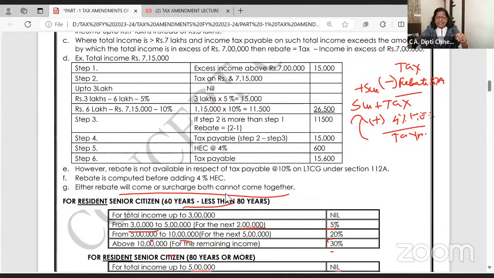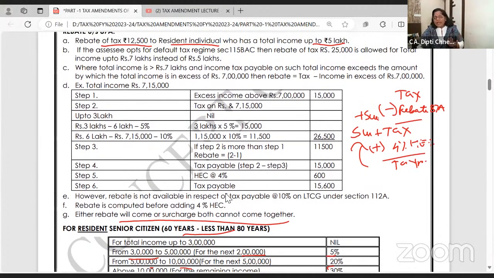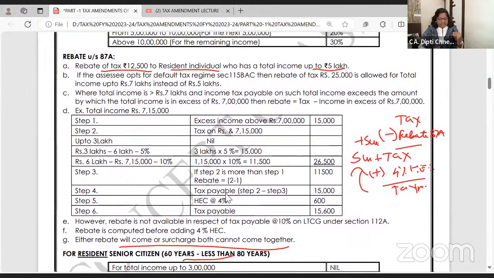Don't make blunders in the exam. Rebate and surcharge both will not come. You can avail the benefit of rebate under section 87A only in case of resident individual, not even non-resident, not even HUF and all.